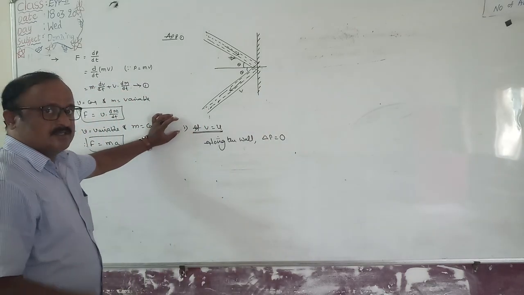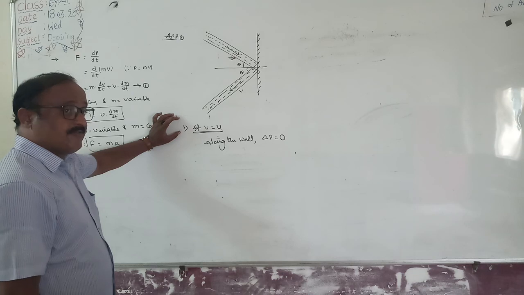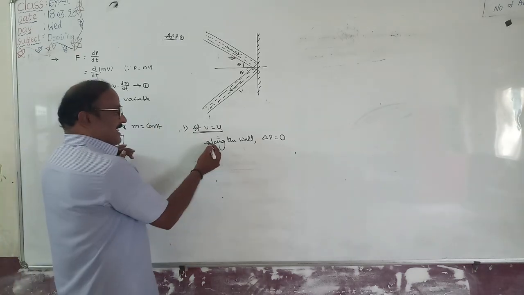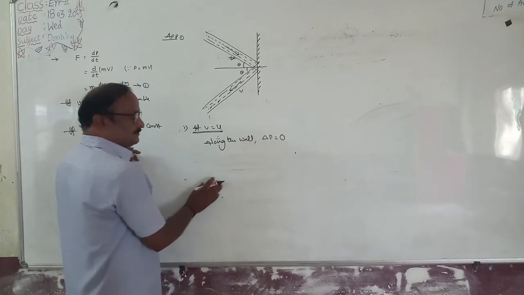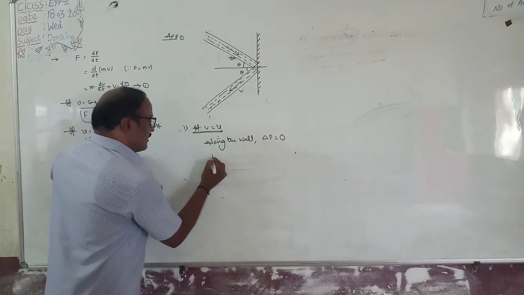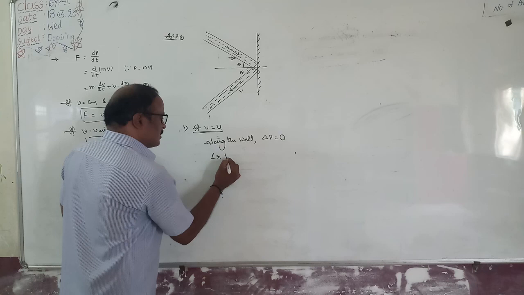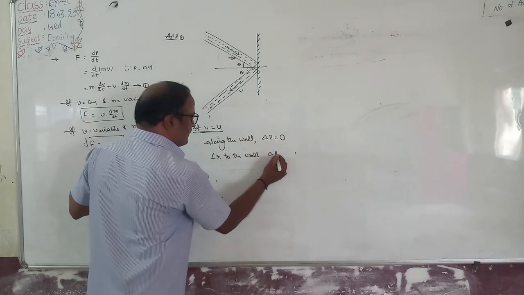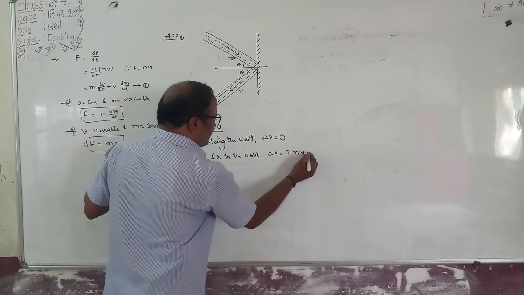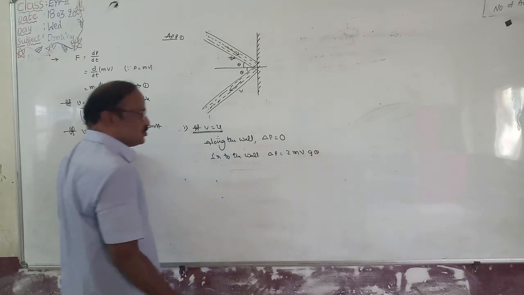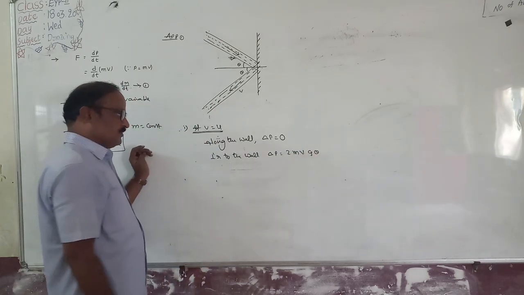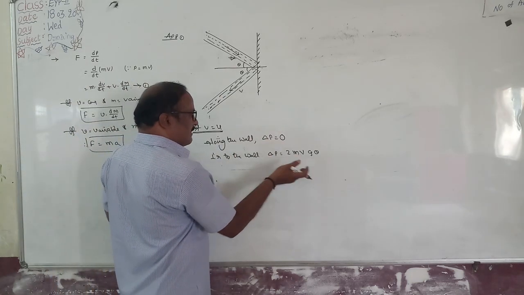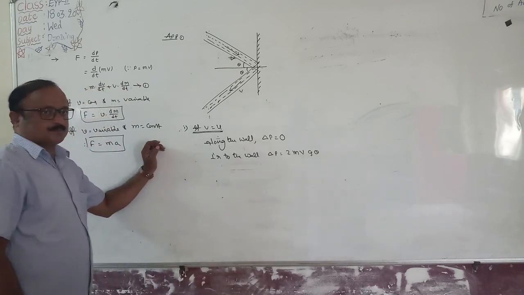Right? Recap the formulas once again from the previous class. Along the wall, the change in momentum is 0. Next, normal to the wall, perpendicular to the wall, the change in momentum delta p is equal to 2mv cos theta. These two were proved in the previous class. Along the wall, delta p is 0. Perpendicular to the wall, delta p is equal to 2mv cos theta.